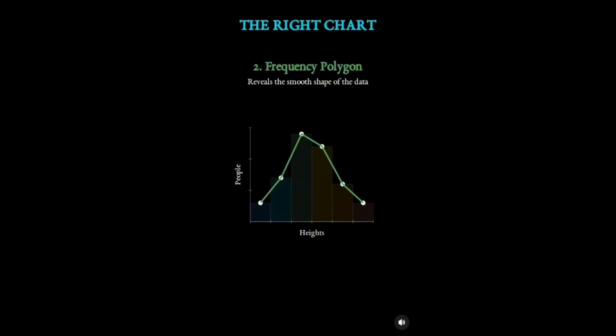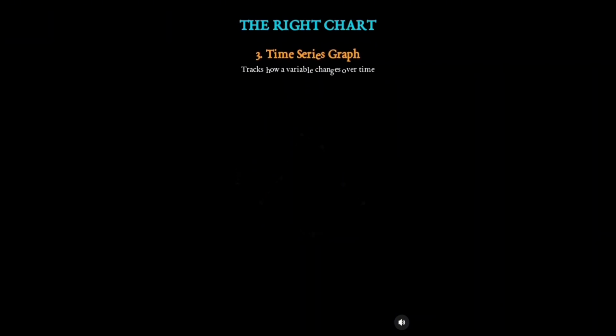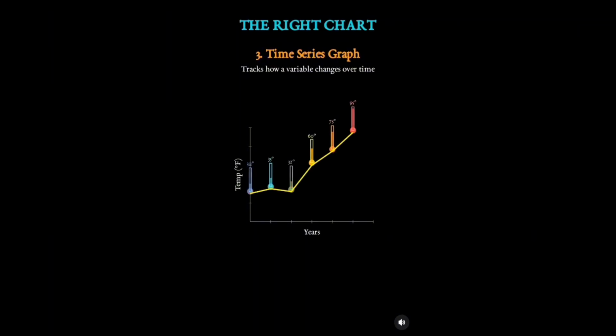But there is one massive blind spot here. These charts completely ignore time. What if we want to track rising temperatures over the decades? That is when we use a time series graph. By putting years on the bottom axis, we track the exact timeline of a single variable. Watch the temperatures rise. The line connects the data to reveal an undeniable upward trend. Histograms for continuous groups, polygons for smooth shapes, and time series for tracking history.